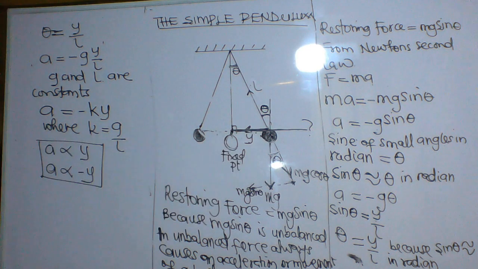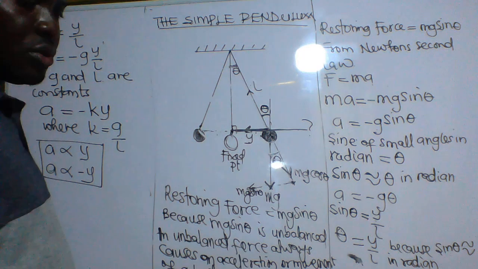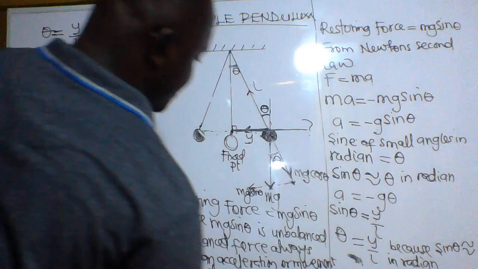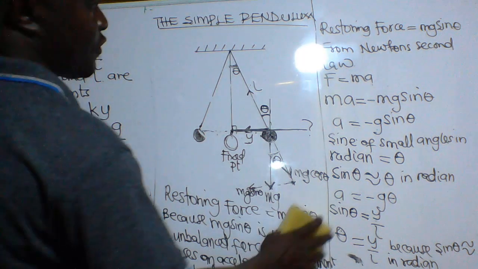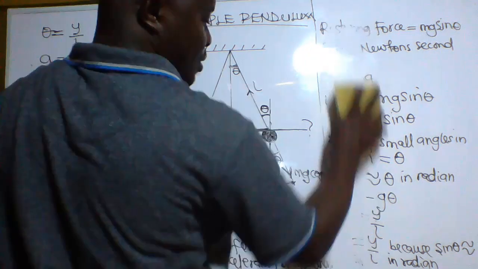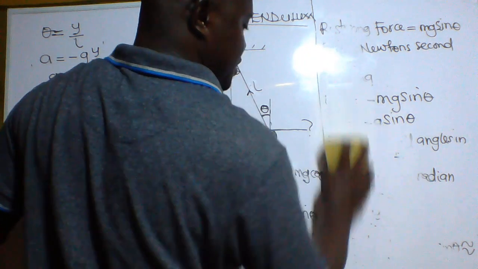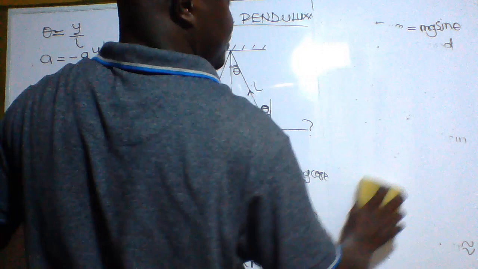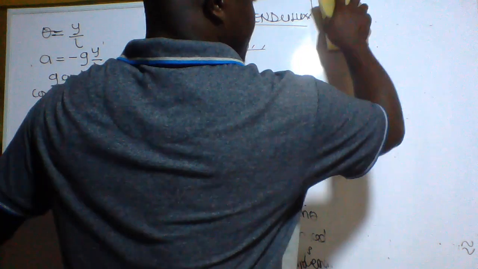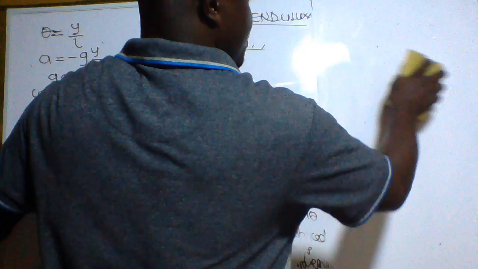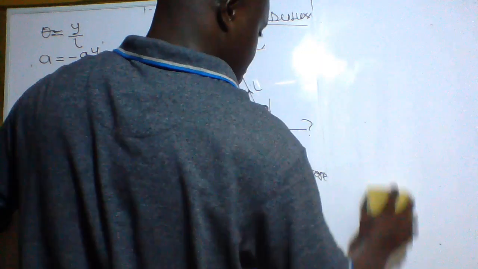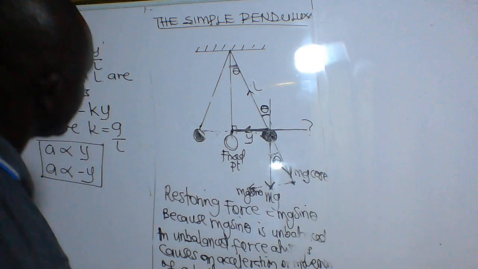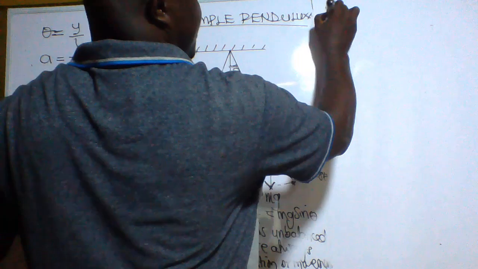Now there's another important piece of information we can retrieve, and that is the period of oscillation, the time taken for the oscillation, the time for one complete oscillation, the period. So let's look at how to obtain the period of oscillation of a simple pendulum. That's another important point to look out for.